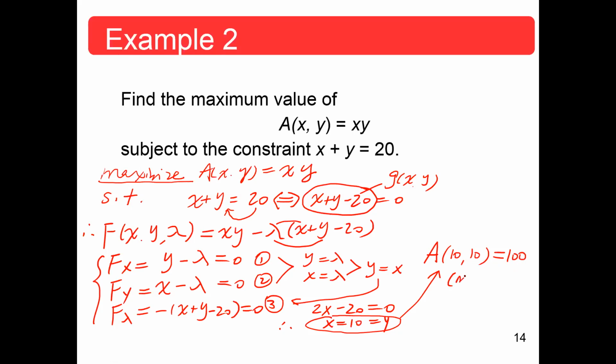And that should be the maximized value. Okay? All right, any questions? This is pretty straightforward, right? You recognize the objective function, recognize the constraint, and use those to form a function including the Lagrange multiplier.